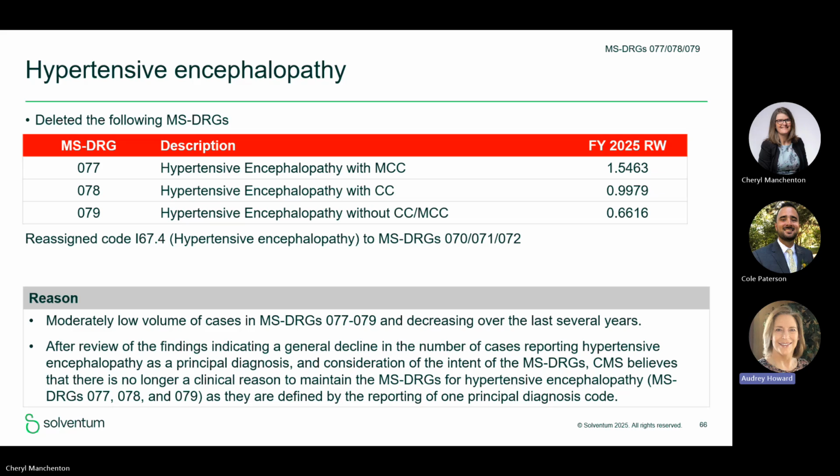Well, a group of one is not really a group. So they decided, for the sense of DRGs, and with the low volume, they deleted these MSDRGs, and in addition, they moved the hypertensive encephalopathy code to MSDRG 70 through 72.